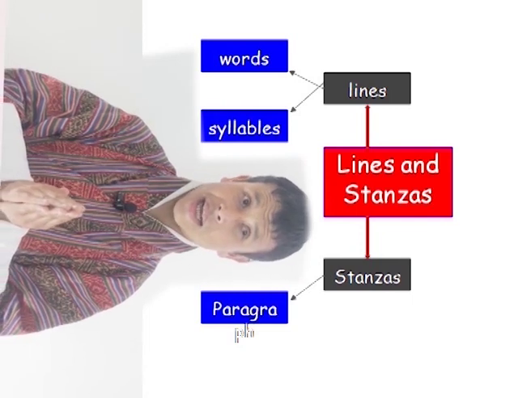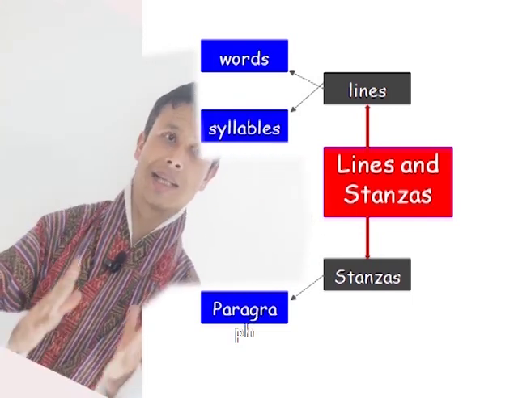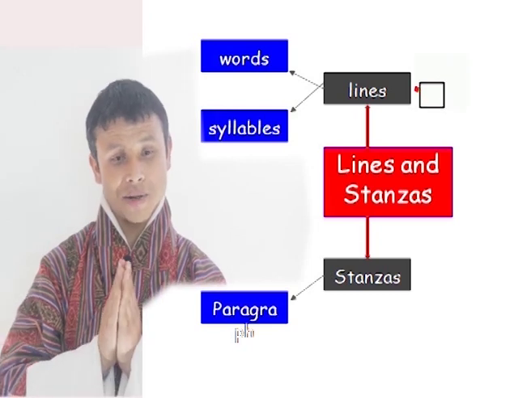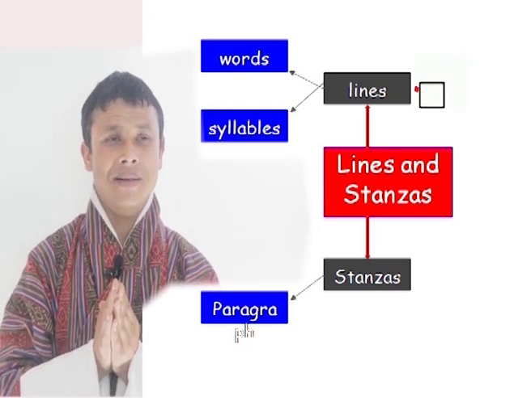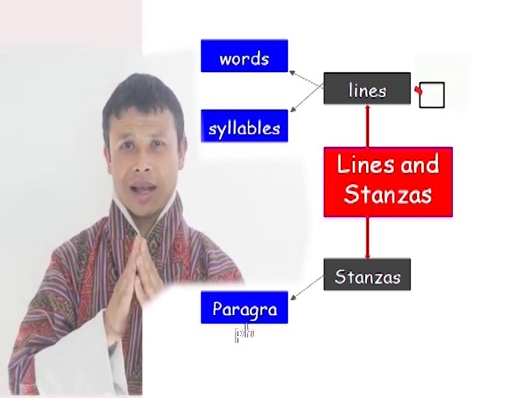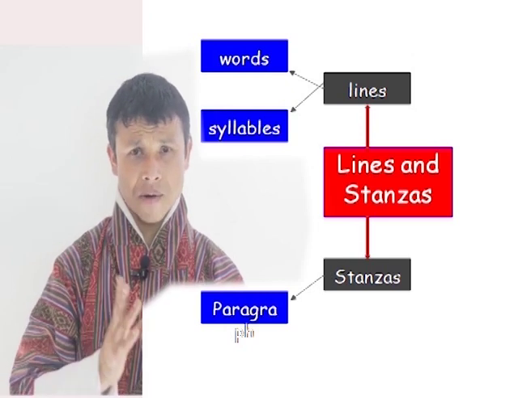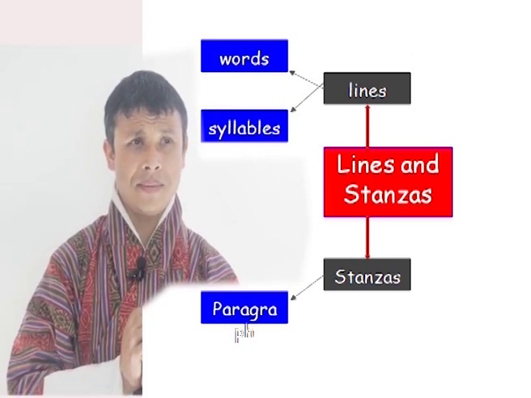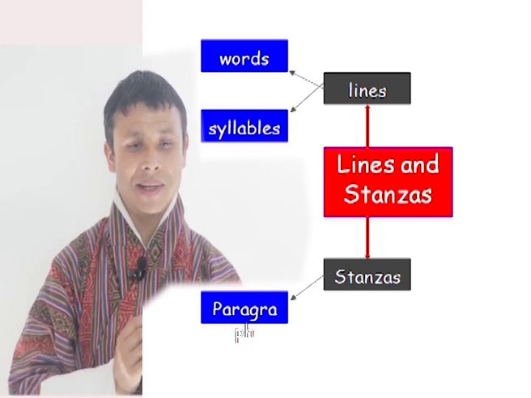Now let us get into lines and stanzas. First, let us look at lines. Line is composed of words and syllables.